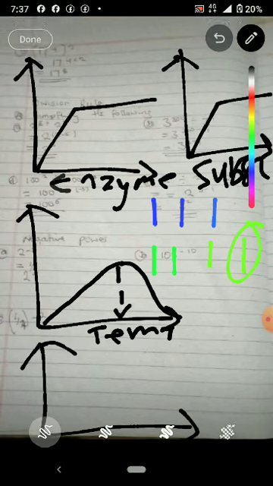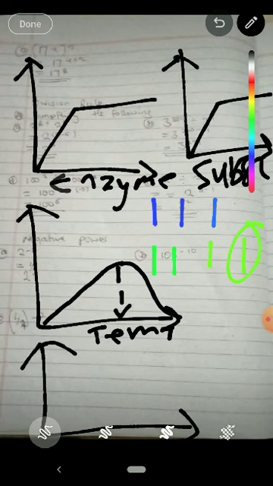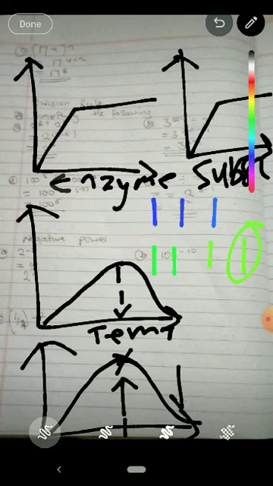For pH, the activity is going to be low at any pH apart from the optimum pH. So if for this specific enzyme the pH is 7, then the activity will be like this. It will just be highest at the optimum pH. At any other pH, it's low. So these are the four graphs for enzymes.